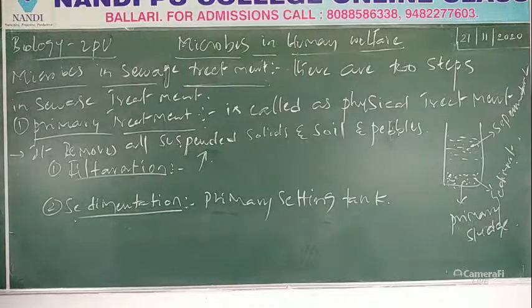Now you can understand what is primary treatment. What is sewage? First of all, sewage is nothing but municipal wastewater. So what type of components are there in municipal wastewater? Suspended solids and organic matter. So there are two steps in sewage treatment that take place in the sewage treatment plant.